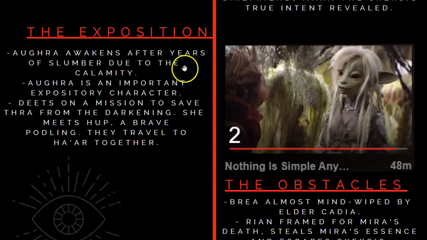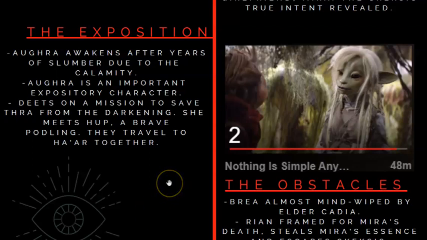Okay, so she awakens after years of being asleep due to the calamity of the darkening, but she was asleep because of the orrery that the Skeksis gave her. It basically put her into a state of comatose almost for years and years and years.